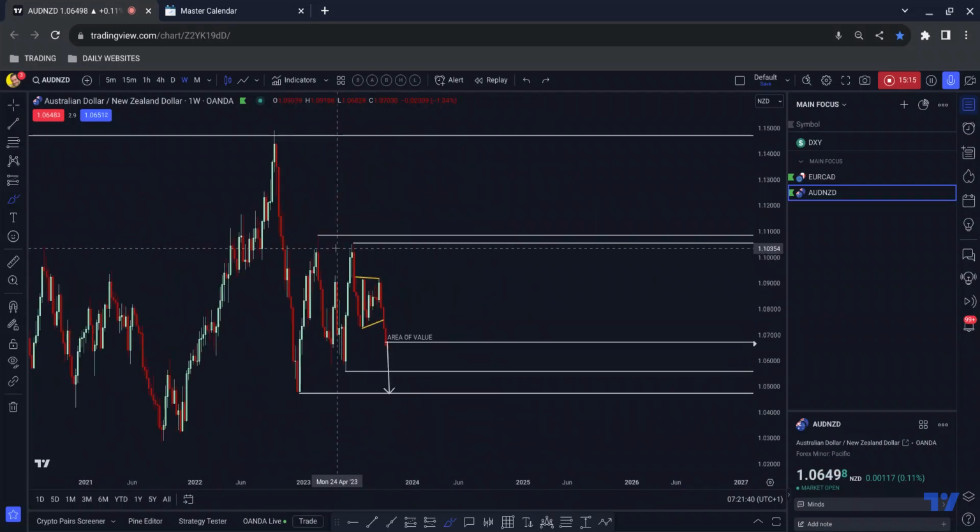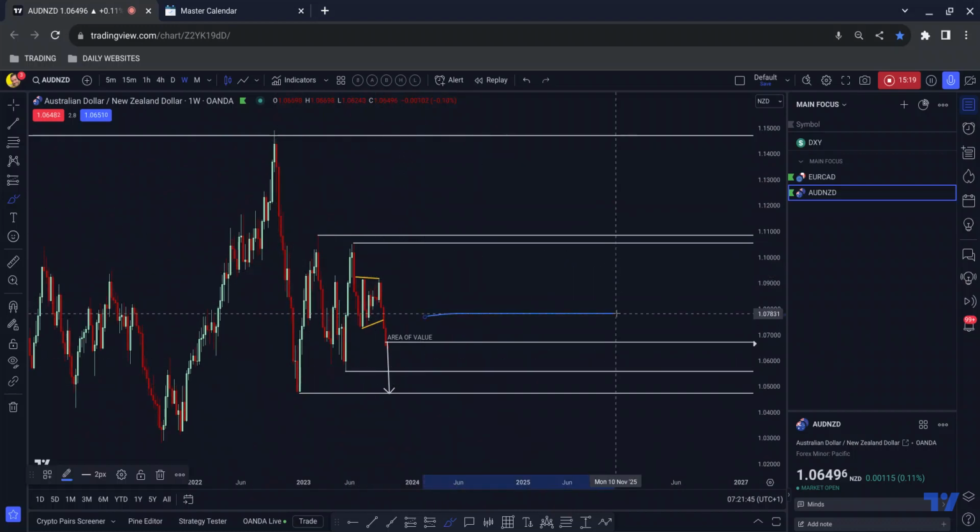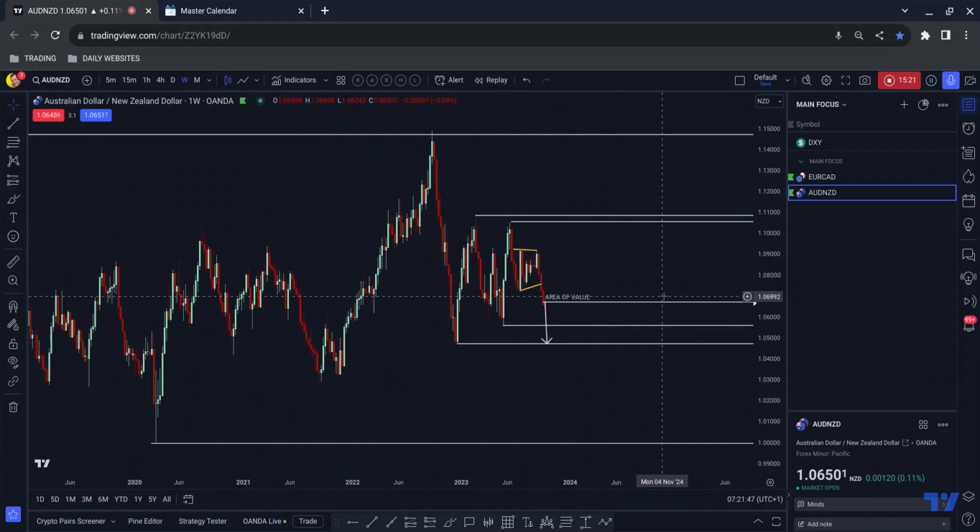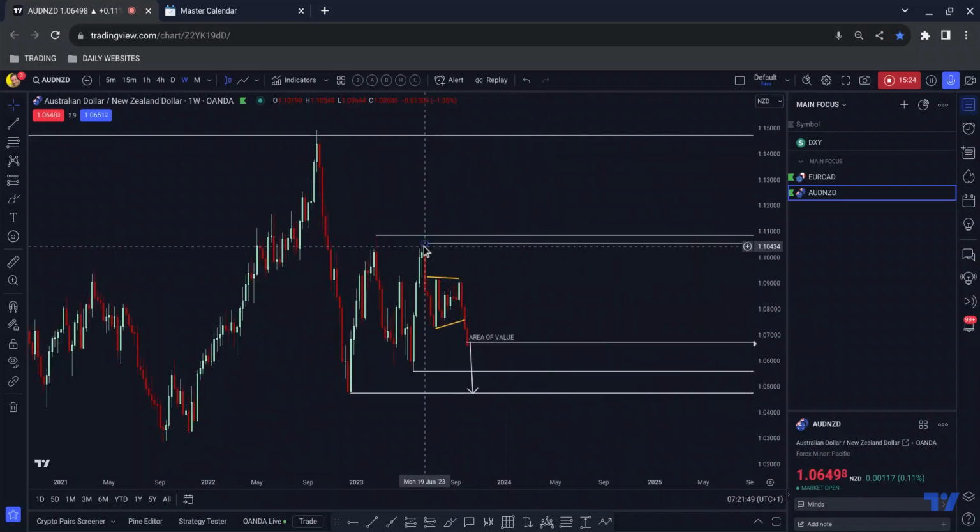So you can see that now we have this potential impulse correction continuation. One of the reasons that this is lower down on my list is because we have near missed to this area, and you might be thinking, well, why are you trying to get short then?